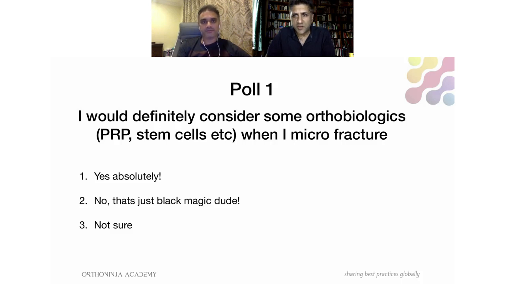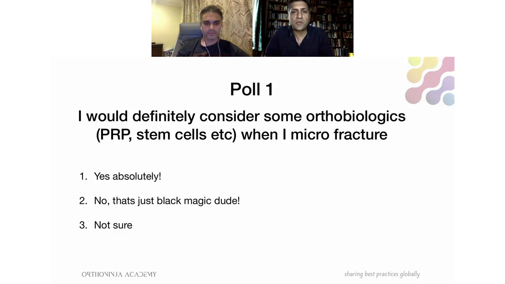When you microfracture, looks like the audience are with you on this one, Raheel, because the majority seem to be on the fence. They're not entirely sure, which is perfectly fine, because the evidence doesn't seem to lean one way or the other. Amer, what would you do?